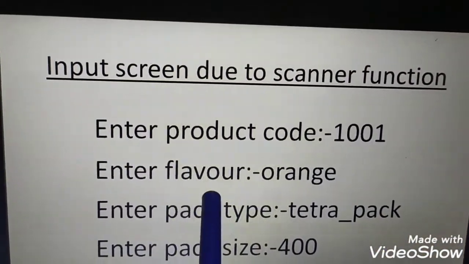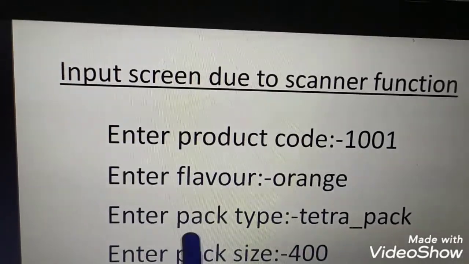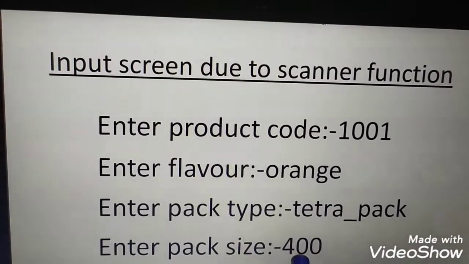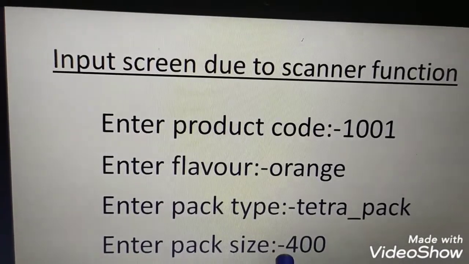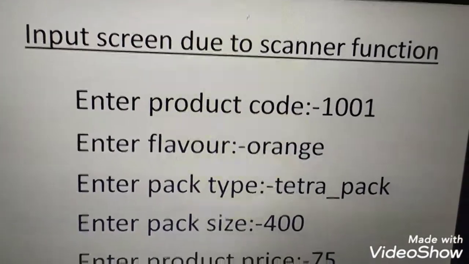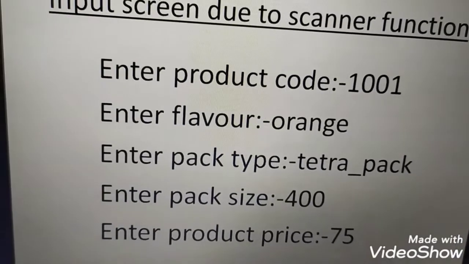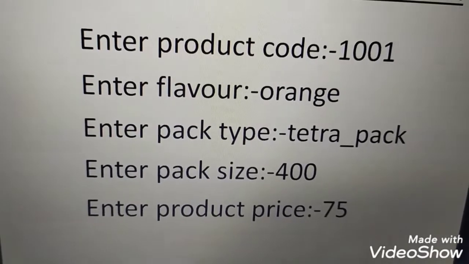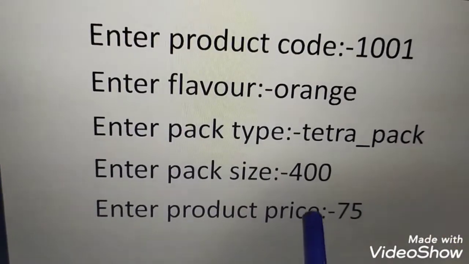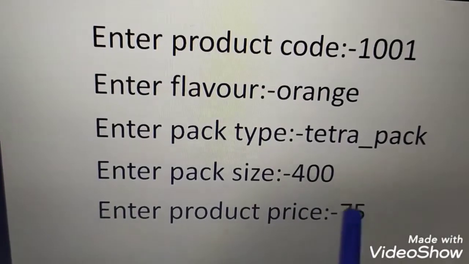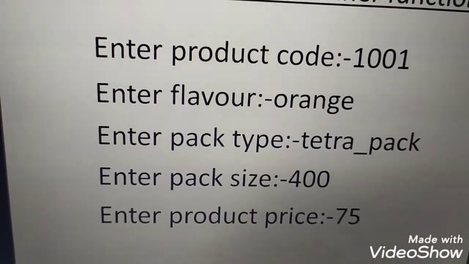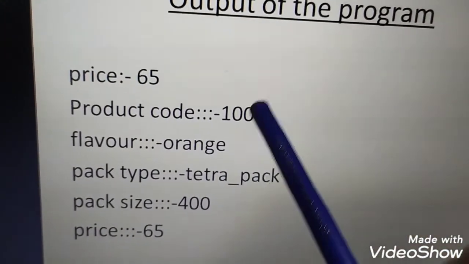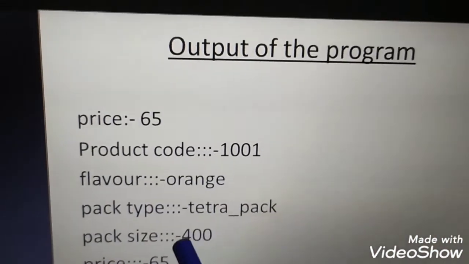Okay. Now enter the flavor: the user has to input orange. Enter the pack type: Tetra Pak has to be input by the user. Then enter the pack size: the user inputs 400. Now after the user gives all these details, the output will show the product price as 75. After the input by the user, the discount has to be calculated. Just look and mark here, the product price you entered is 75. After the discount procedure, the output is 75 minus 10, which is 65. Whatever product code you entered, that data is displayed in the output.